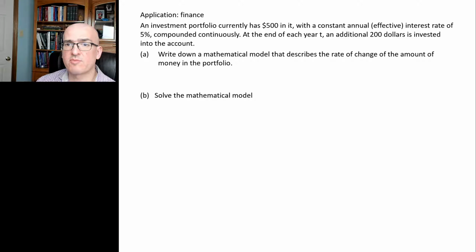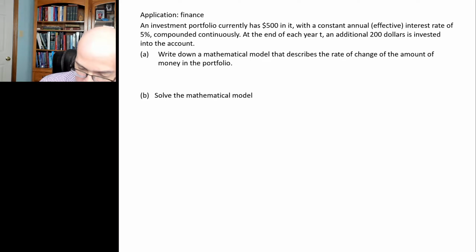So this investment portfolio currently has $500 in it, a constant effective interest rate of 5% compounded continuously, and then at the end of every year, $200 more is tossed in as a term deposit. We want to first write down the mathematical model that will describe the rate of change of the amount of money in the portfolio, and then solve the mathematical model. So this one's going to be ugly. There's going to be some either decimals or fractions, I think I'm going to use both decimals and fractions and kind of switch in between them depending on what's most convenient at any given time.